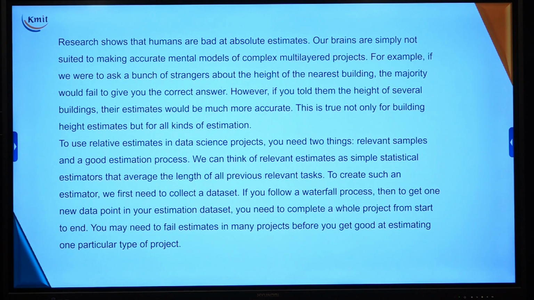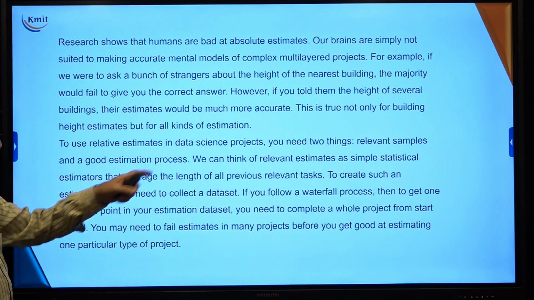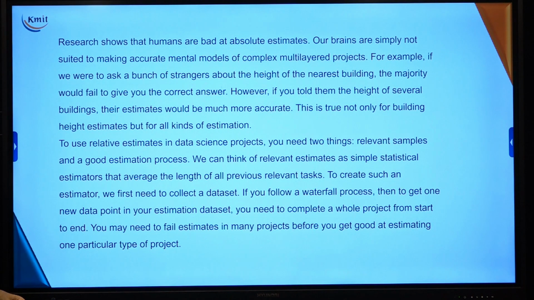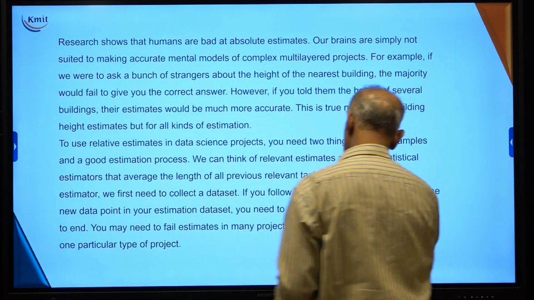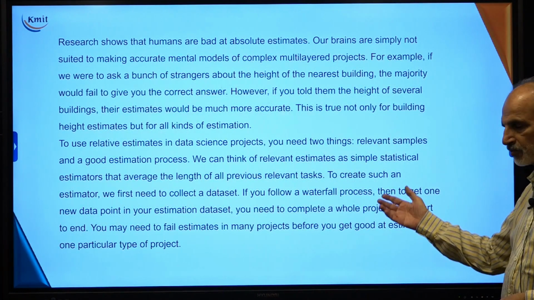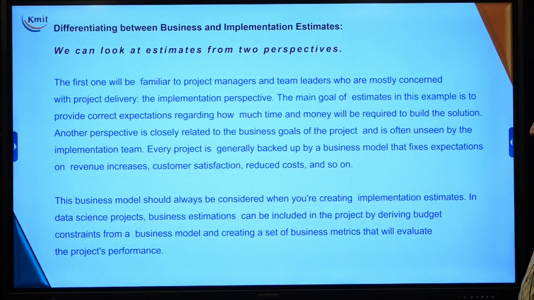So, to use a relatively simple estimate in a data science project, you need two things. Number one, relevant samples and good sampling, and good estimation steps or process. We can think of a relevant estimate as a simplified statistical estimation for the longer process. And to create such an estimator, we need to have a collection of data sets. We follow a waterfall model, scrum model, whatever model we want to follow, and try to estimate the entire answer.